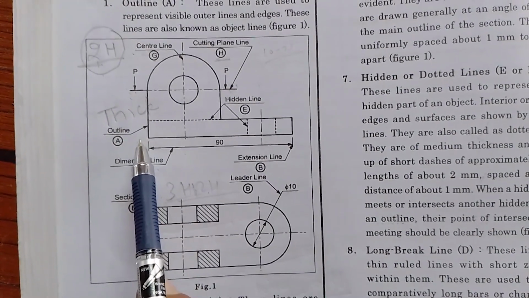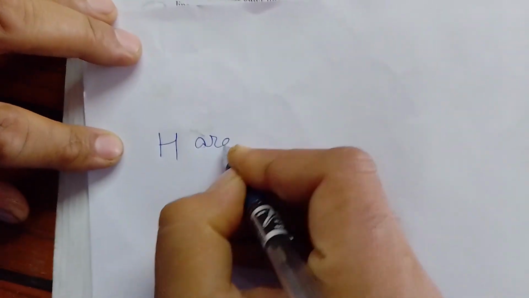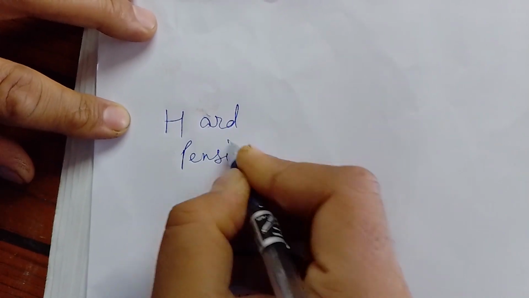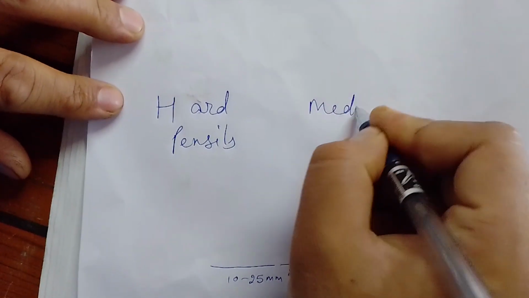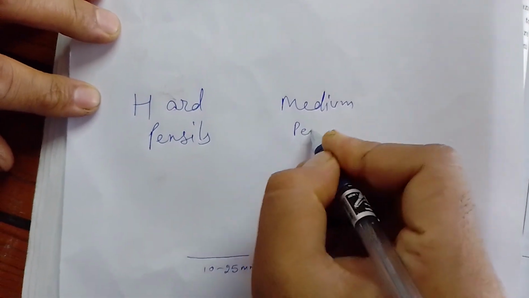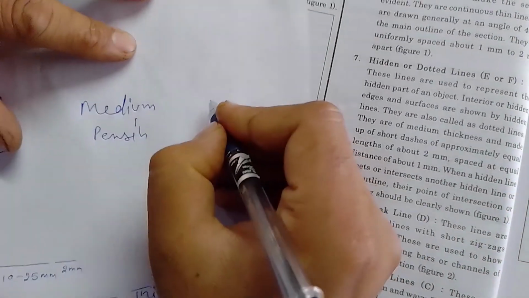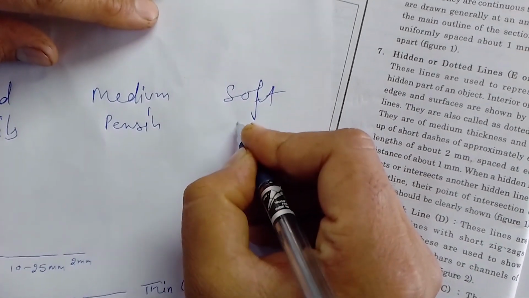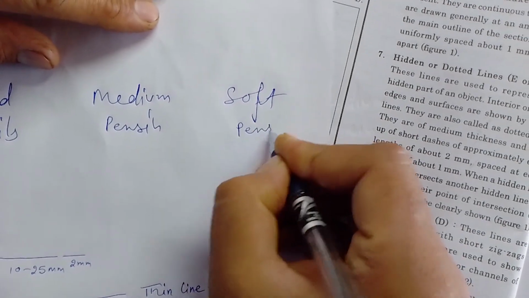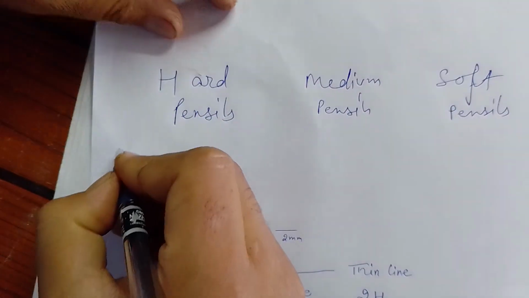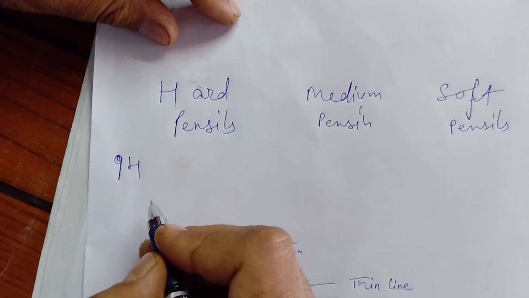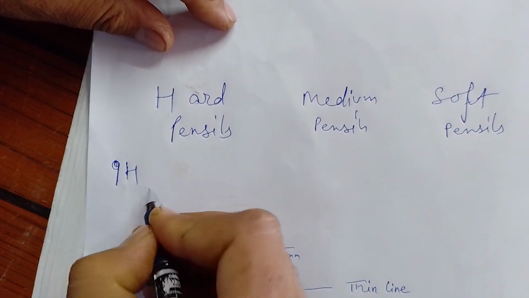If we talk about pencils, we can classify them into three categories: hard pencils, medium pencils, and soft pencils. Soft pencils are used by artists. So this is our 9H. The pencils are made of graphite, kaolin and lead.